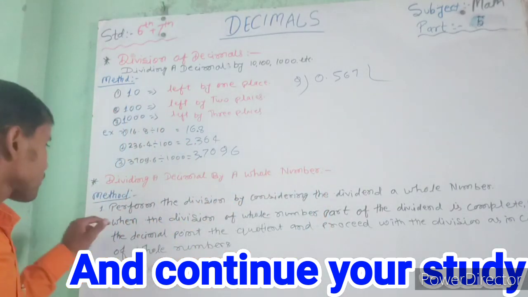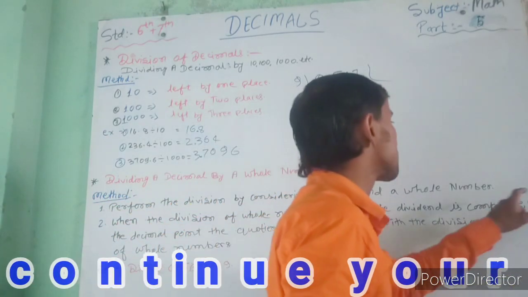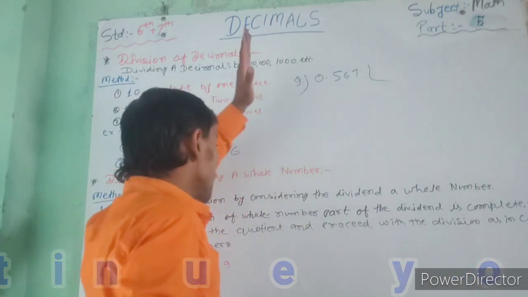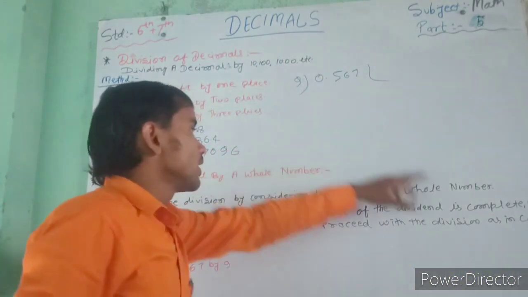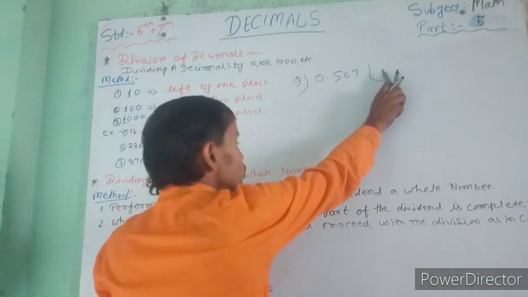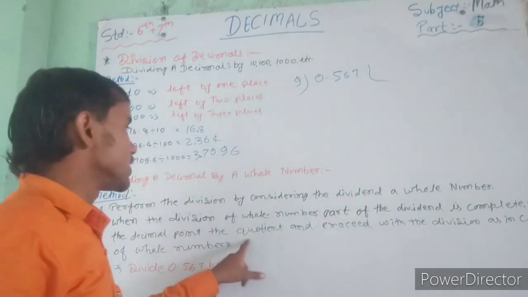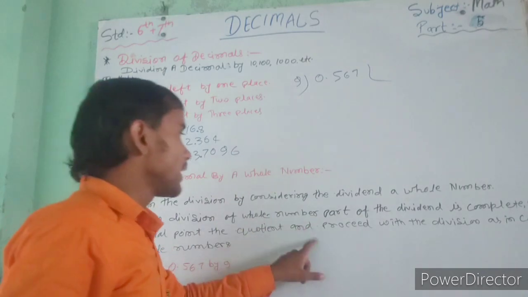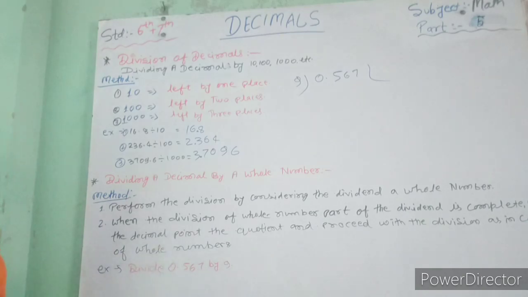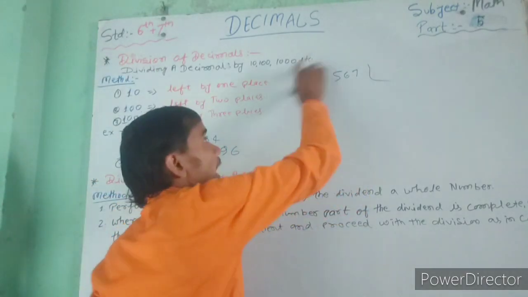Next, when the division of the whole number part of the dividend is complete, then put the decimal point in the quotient. It means you put the decimal point here in the quotient. If that part is complete, then you put the decimal point in the quotient and proceed with the division as in the case of whole numbers. So you see here how to divide this number.